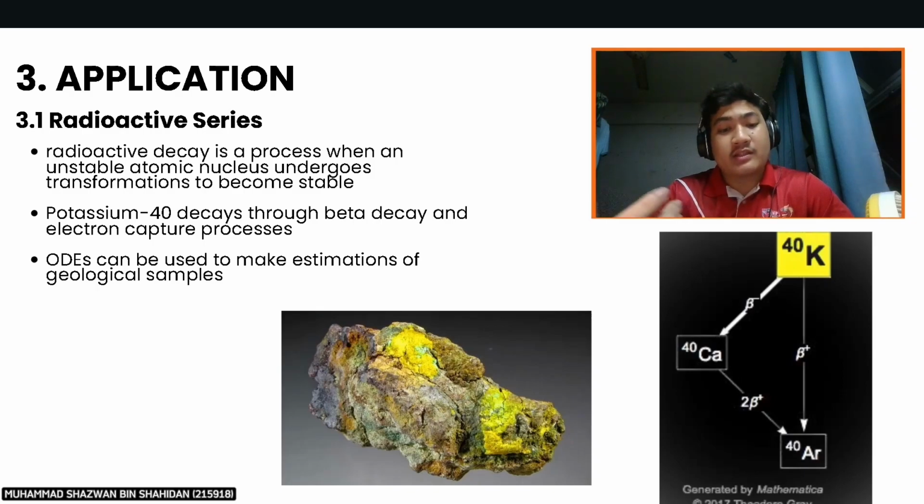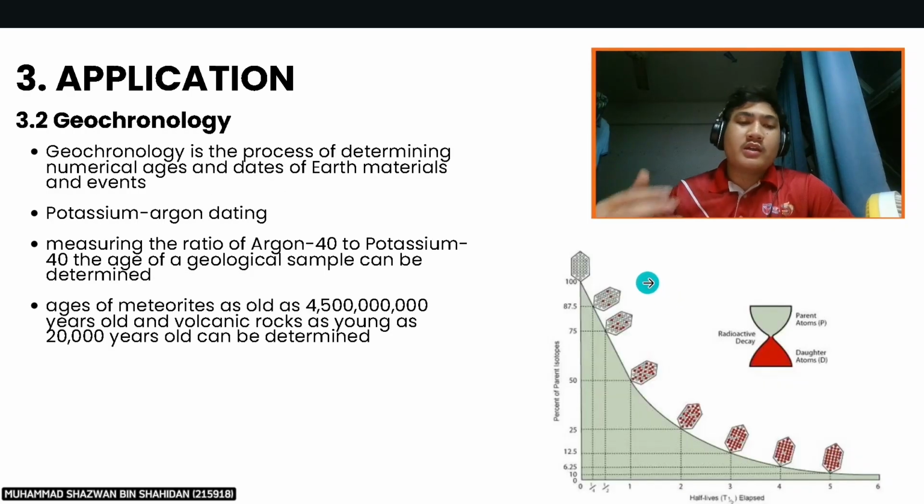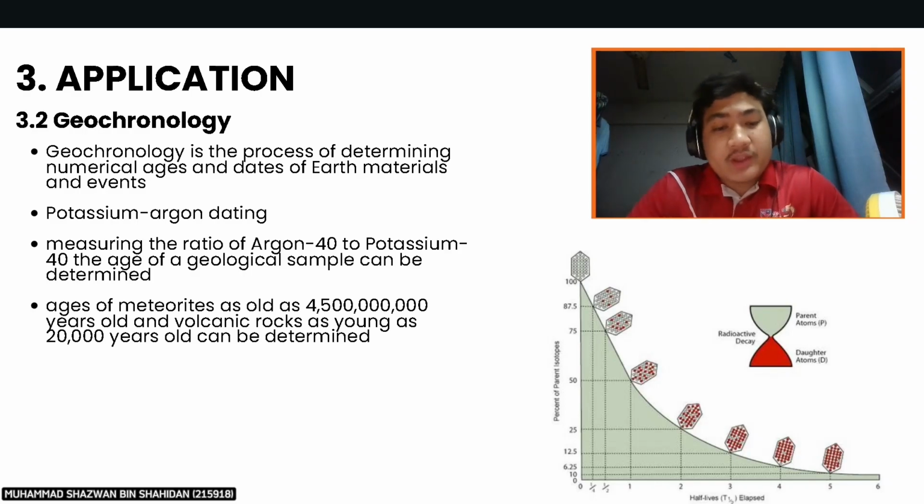By utilizing a system of ODEs, we are able to make estimations of the age of geological samples. Geochronology is the process of determining numerical ages and dates of Earth materials and events. With potassium-40, we are able to determine the ages of rocks and minerals by constructing and solving a system of ODEs. This is done by using the potassium-argon dating method.